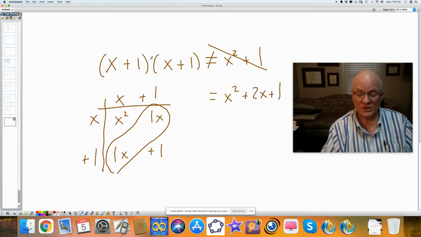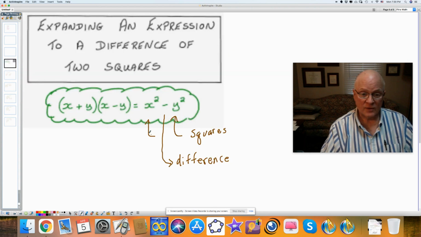So don't get these confused. Don't mix this up with the difference of squares. The difference of squares being when you have a term and its conjugate and multiply them, you get one term squared and another squared and the difference between them.